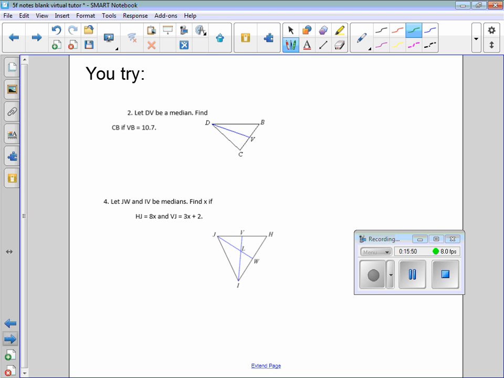All right, so in the first question, they say let DV be a median. So that tells you CV and VB are congruent. They're asking you to find CB, which is the total length across, if VB is 10.7. Well, if VB is 10.7, CV is also 10.7. So we just add those two measures together to get the length of CB. So when you add those together, you get 21.4. So CB equals 21.4.